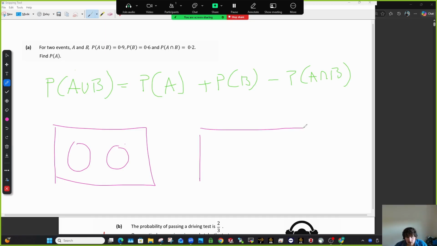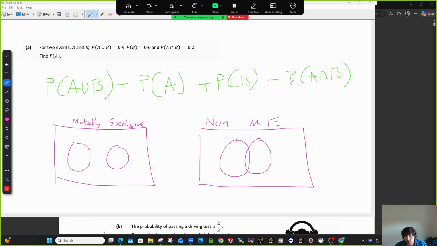So we have these two Venn diagrams. This is what's called mutually exclusive. Mutually means they agree to exclude one another, and then this other one is non-mutually exclusive. I'll call it ME. This formula works for both of them. Obviously, when you're mutually exclusive, the intersection goes to zero, because there is no intersection. So the formula still works in both scenarios. Okay, so that's fine.